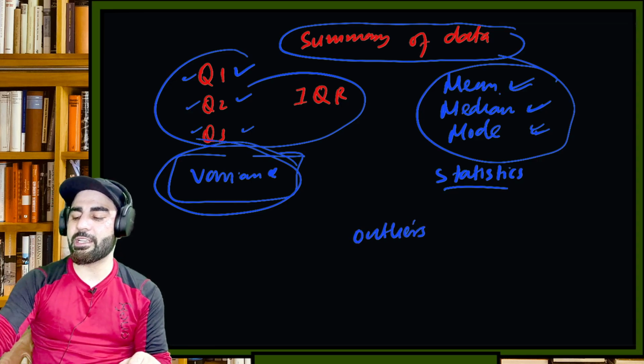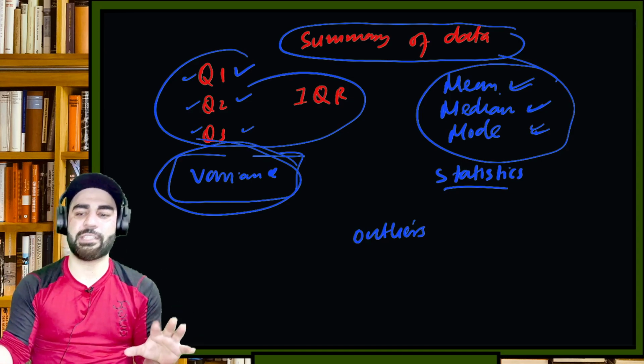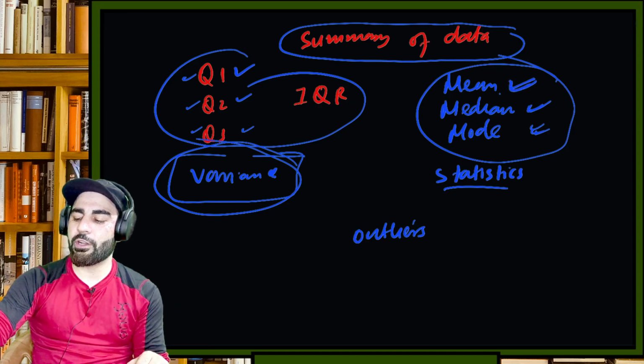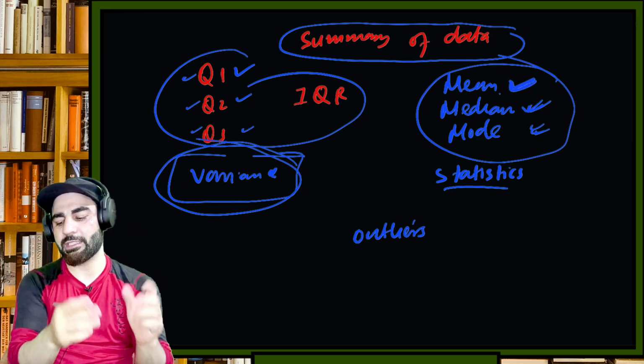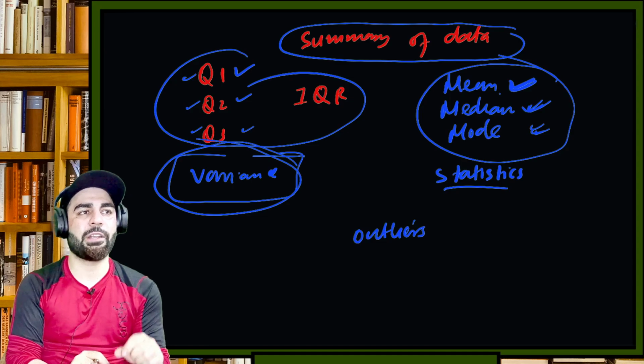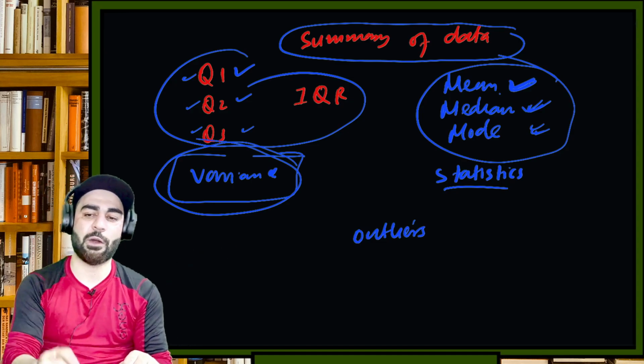Outliers are points that don't fit into the things I am saying. Let's suppose most of the data will fall around the mean or median. Most of the data should lie there, and variance should be this much. If there is a point which is very extreme, then you can say this point is an outlier.